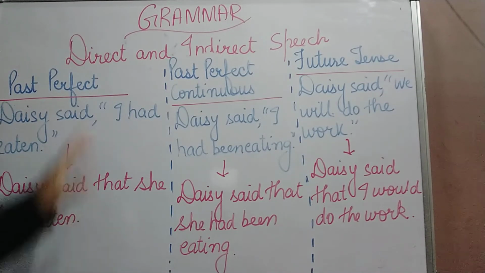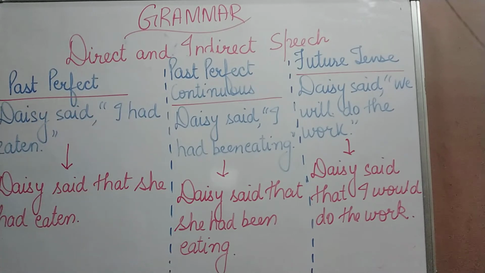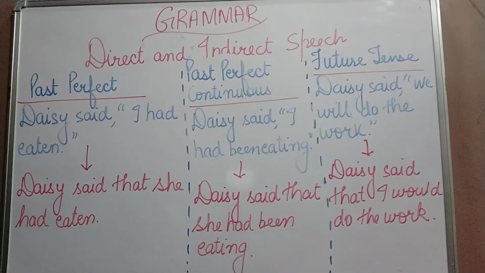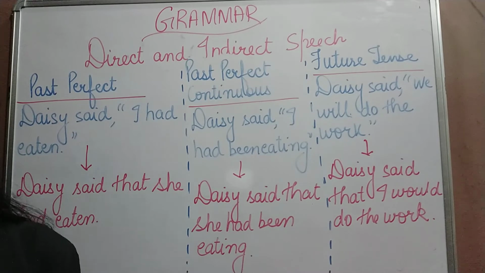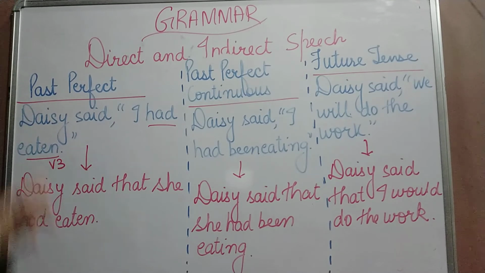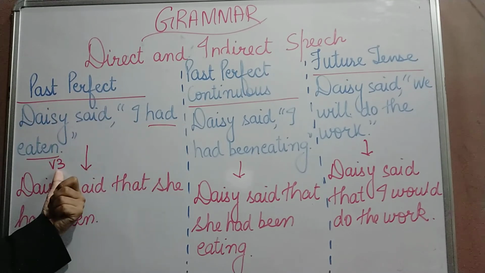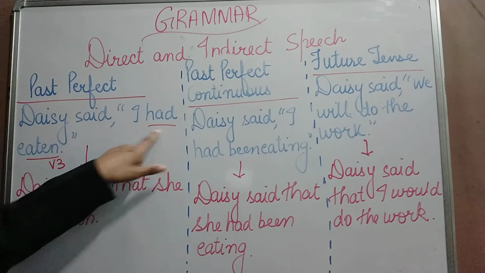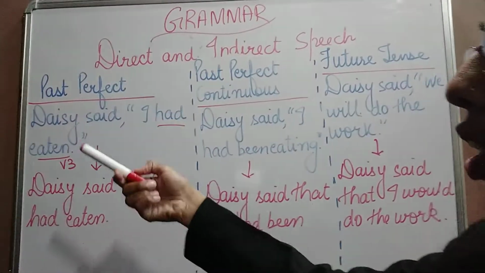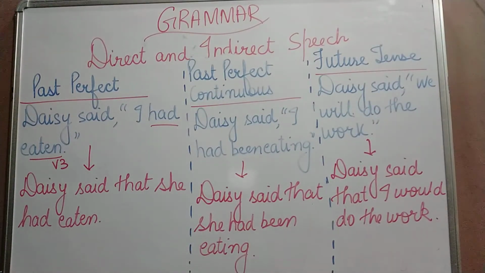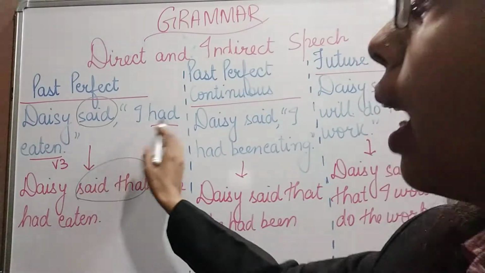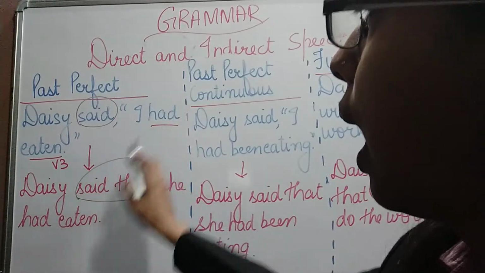Now, let us learn how to change direct into indirect for past perfect. First of all, we have to learn how we will confirm that a sentence is in past perfect tense. Daisy said, I had eaten. Had eaten. Had plus third form of verb is telling you that this is past perfect. Has, have plus third form of verb is present perfect. Had plus third form of verb is past perfect. So had eaten tells you that this is past perfect. Let us change it. Said will change into said that, as I told you earlier. Daisy said that she had eaten.